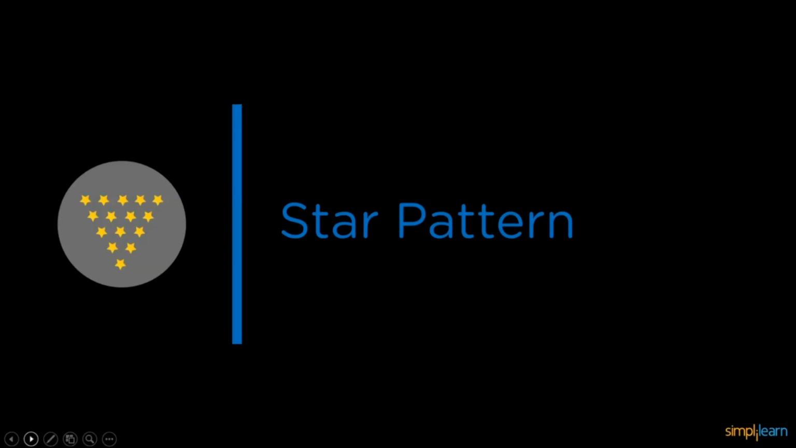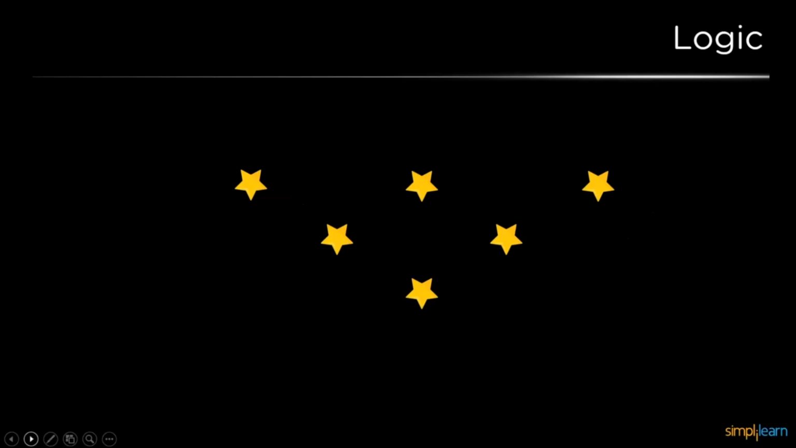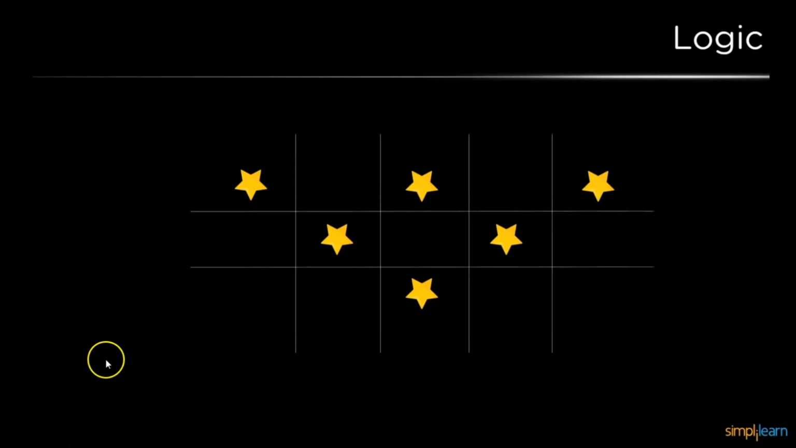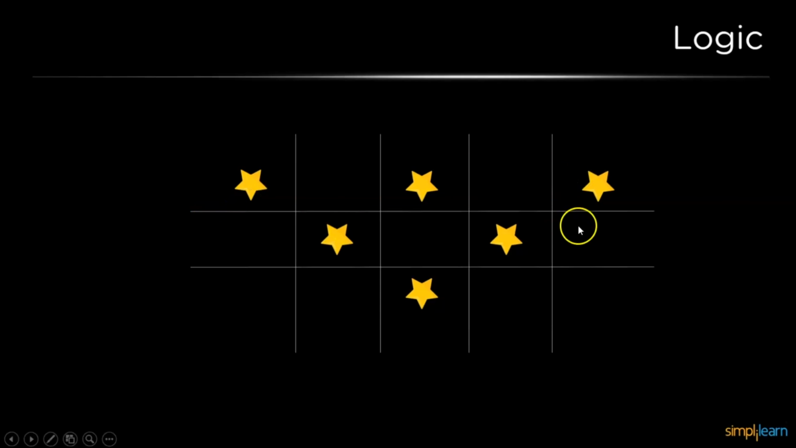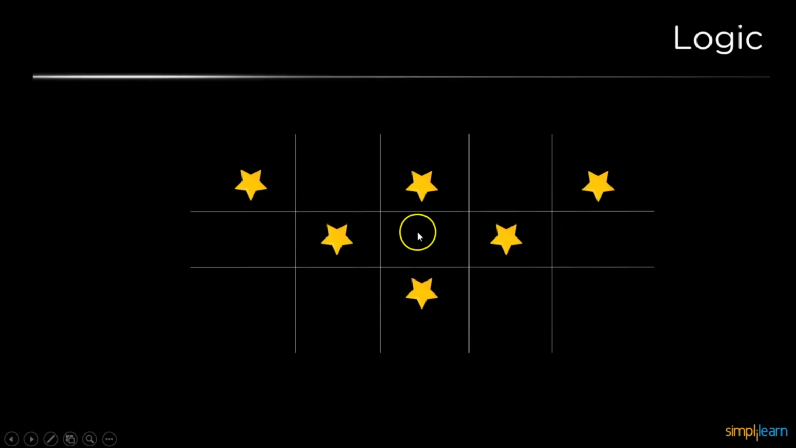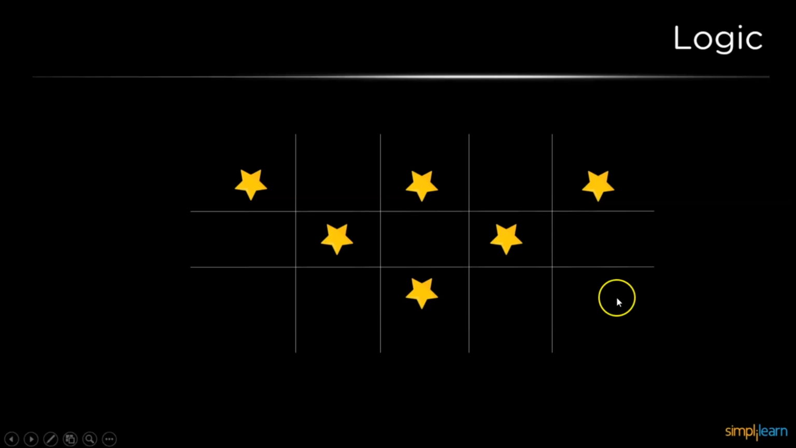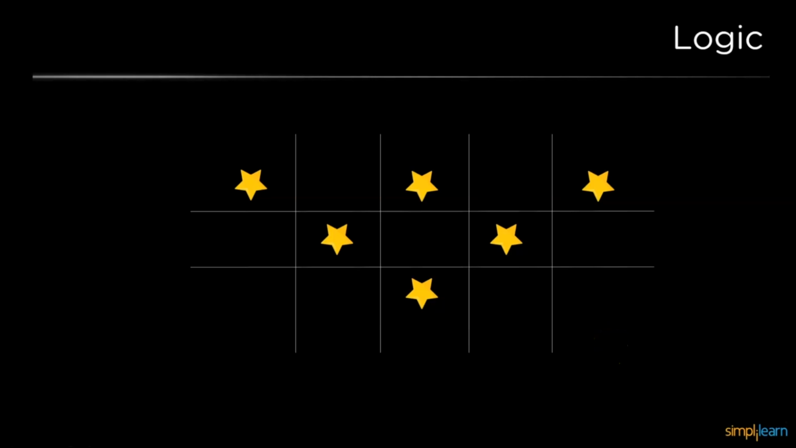Next we have the inverted pyramid star pattern program. In this pattern, as we can see, in the first row we have the first star, then a space, then the second star followed by a space and the third star. In the second row we have a space, star, and then a space. In the third row we have 2 spaces and then a star and 2 spaces. It's just similar to the previous pattern, but it is inverted.